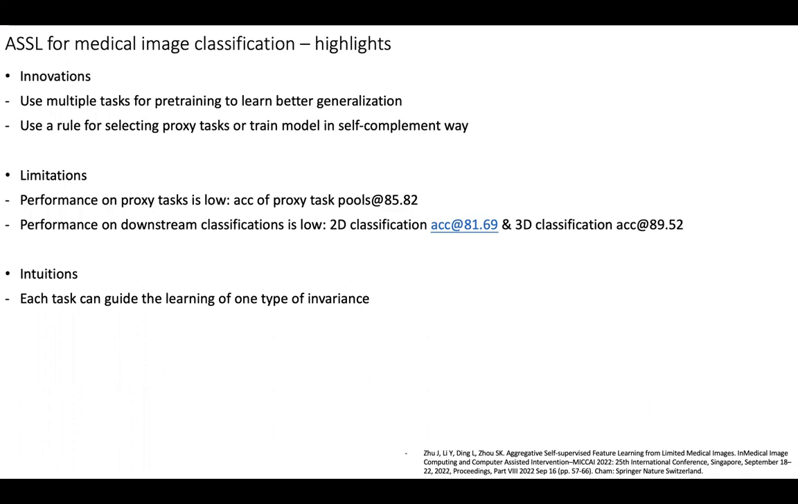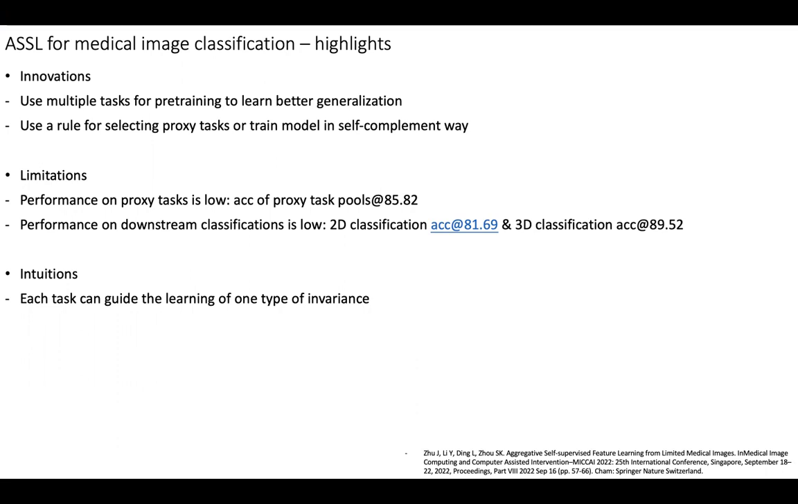The first limitation of this approach is its performance on the proxy task is pretty low. For example, the accuracy on the proxy task pool is about 85, and the performance on the downstream classification task is also pretty low. For example, for 2D image classification, it achieves accuracy of 81.69. For 3D classification, it achieves accuracy of 98.52.